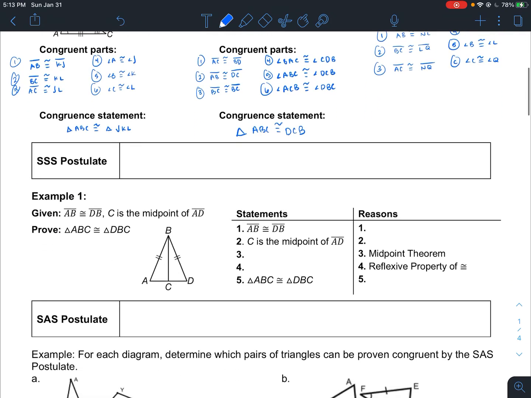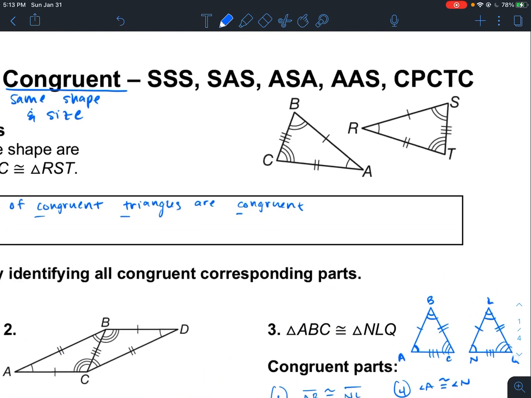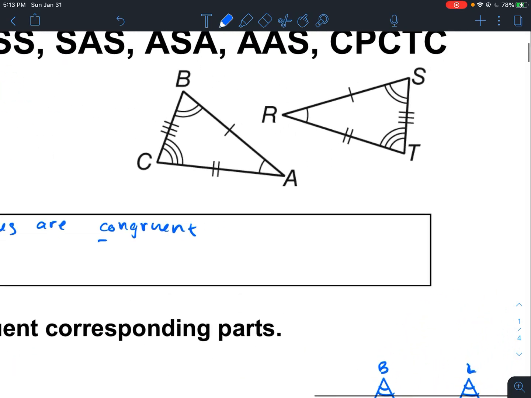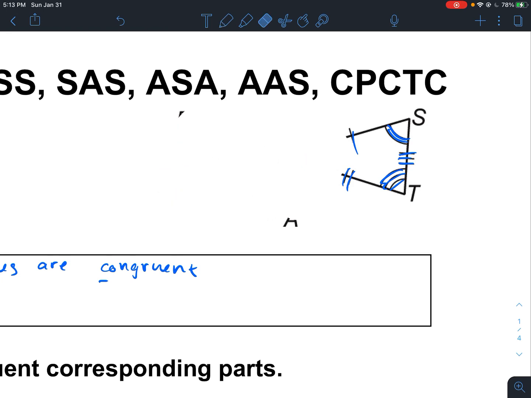For this postulate and the rest of these postulates, we're talking about how triangles can be proven to be congruent without knowing that all sides and angles are congruent. So we don't have to prove that every single side and every single angle of two triangles are congruent, because we have actually proven that there are shortcuts pretty much.